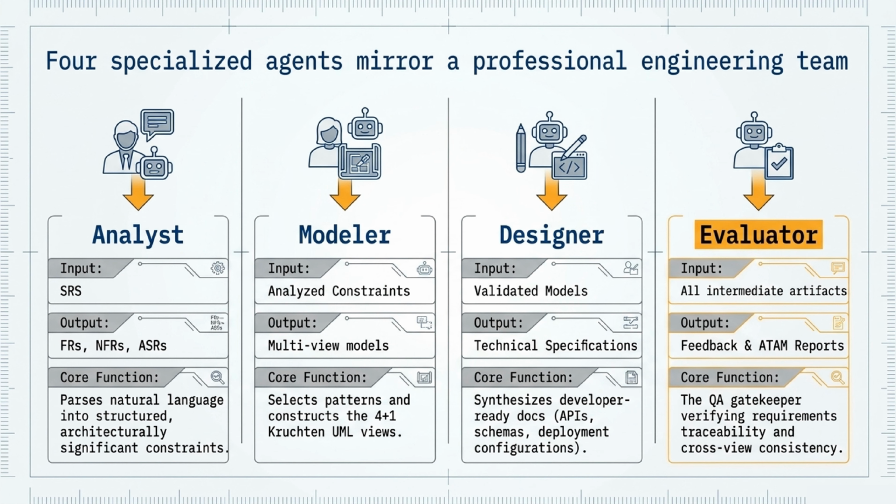These four specialized agents mirror a professional engineering team perfectly. First, the analyst parses natural language inputs into structured functional, non-functional, and architecturally significant constraints. Next, the modeler selects design patterns and constructs standard 4+1 architectural views from those constraints. Then, the designer synthesizes these models into developer-ready technical specifications, like APIs and deployment schemas. Finally, the evaluator acts as the uncompromising QA gatekeeper, constantly verifying traceability and cross-view consistency.